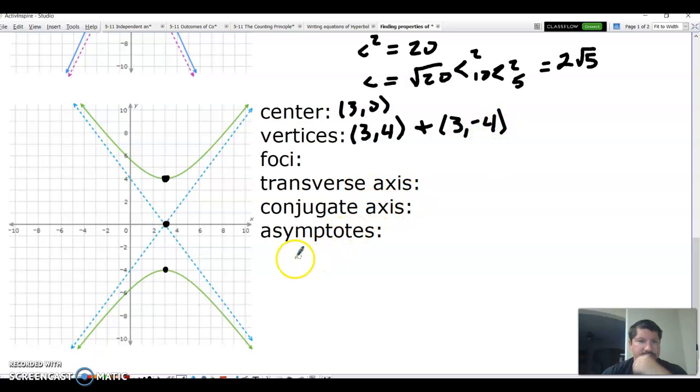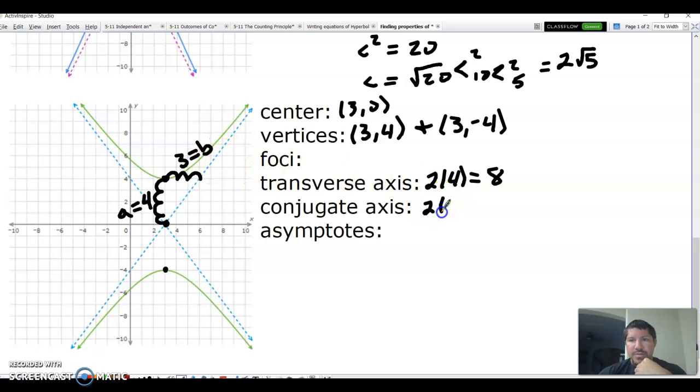Again, we'll find the axes first. So the transverse axis, 1, 2, 3, 4, right? So that's 4, which is A. So the transverse axis is 2 times 4, or 8. 1, 2, 3, that's going to be B. So this is 2 times 3, or 6.